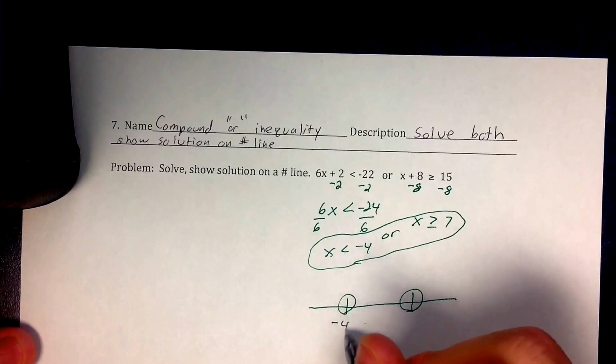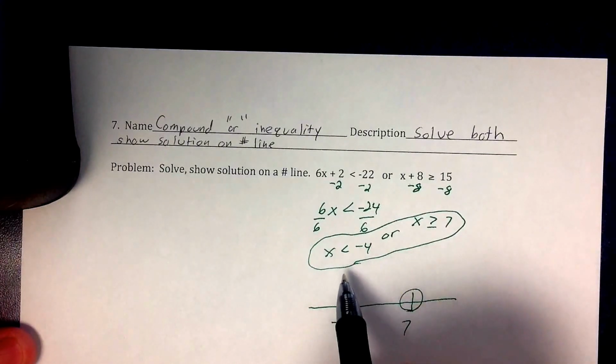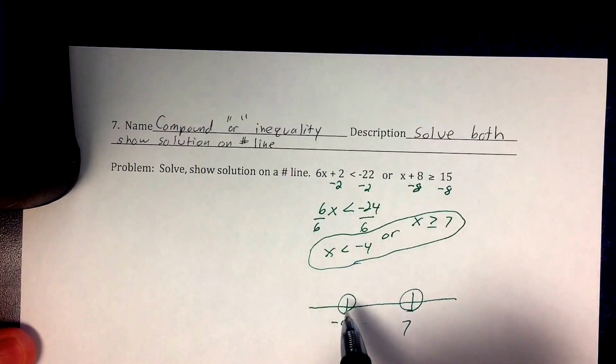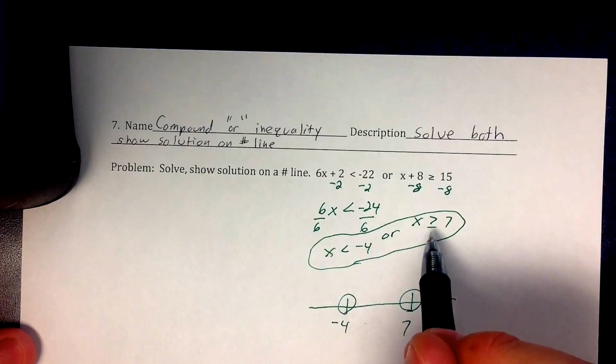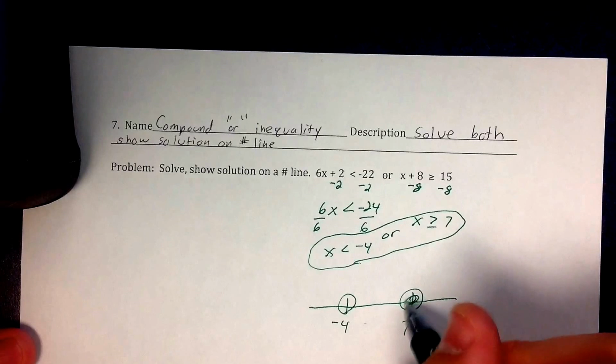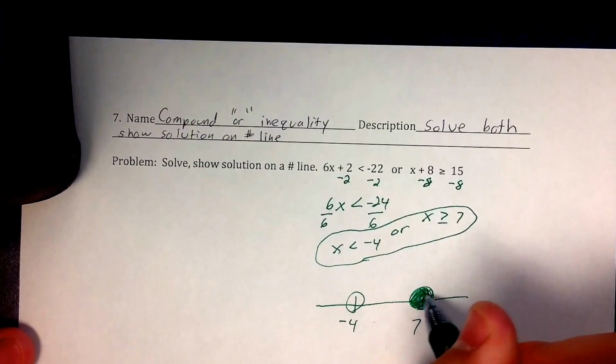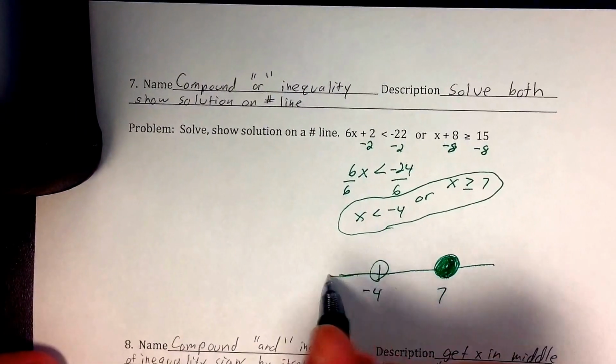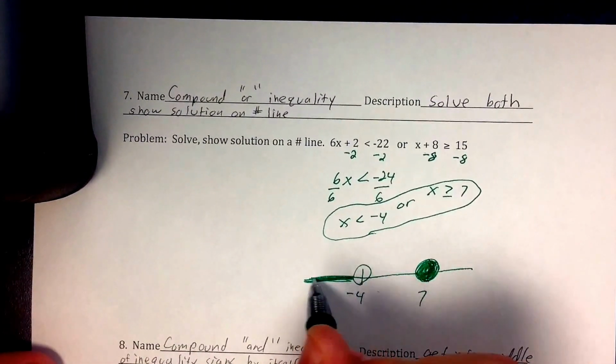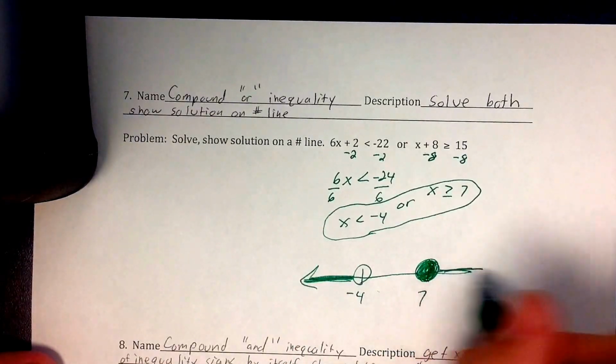I'm going to have negative 4 and 7. The negative 4 doesn't have the line underneath, so it's going to stay open. This one does, so I have to color this one in. And then it's got to be less than negative 4 or greater than or equal to 7.